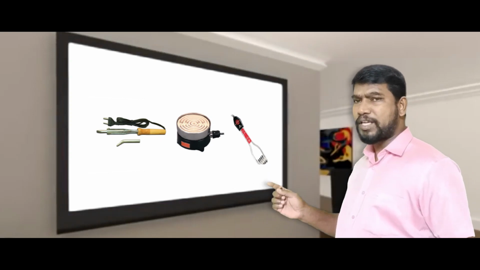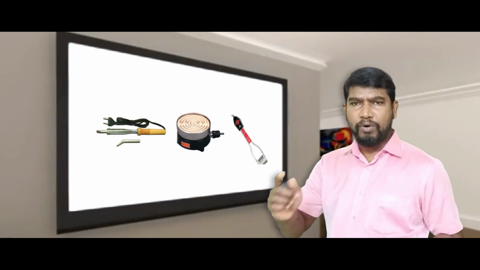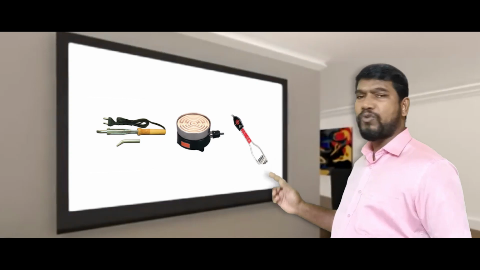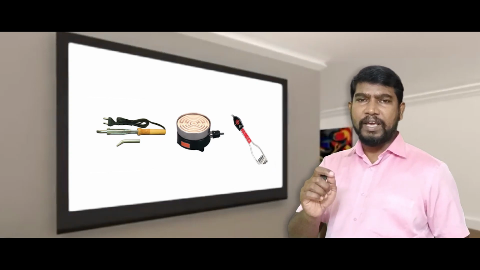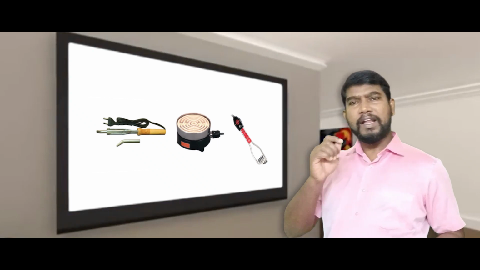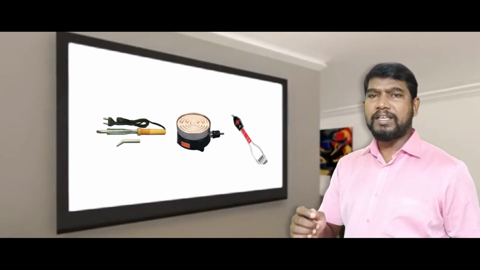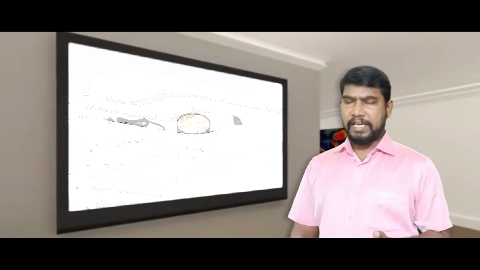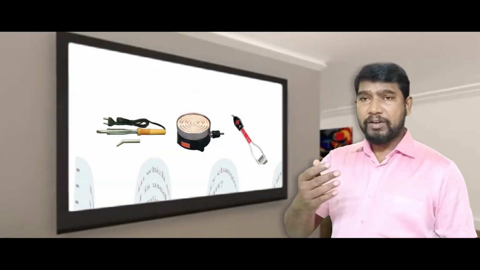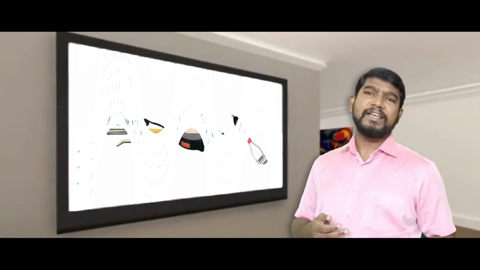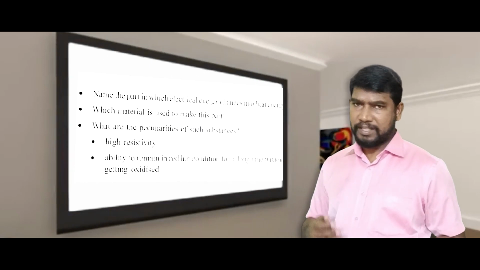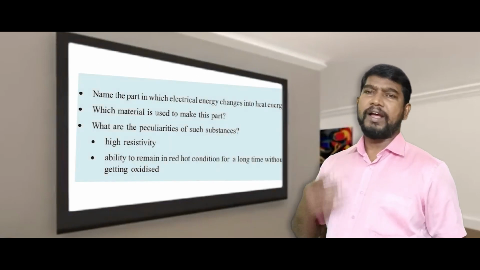Can you notice the one thing which is common for all these three equipments? The common thing is that there is a heating coil, a heating element. That particular element converts the electrical energy to heat energy. Name the particular part of the equipment which converts electrical energy to heat energy. That is the heating coil. The heating coil is common in all these equipments.